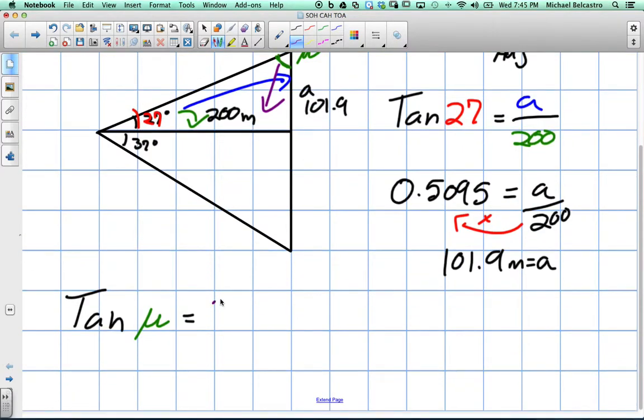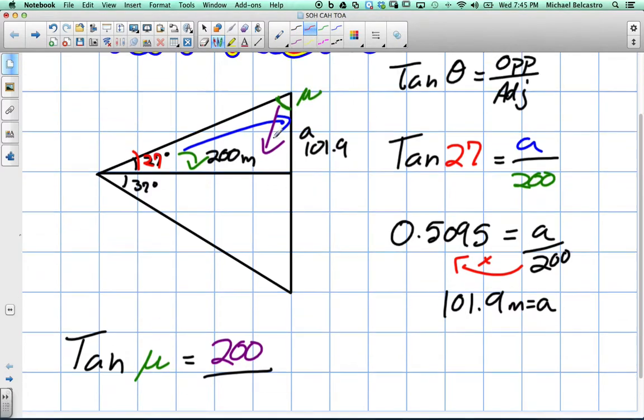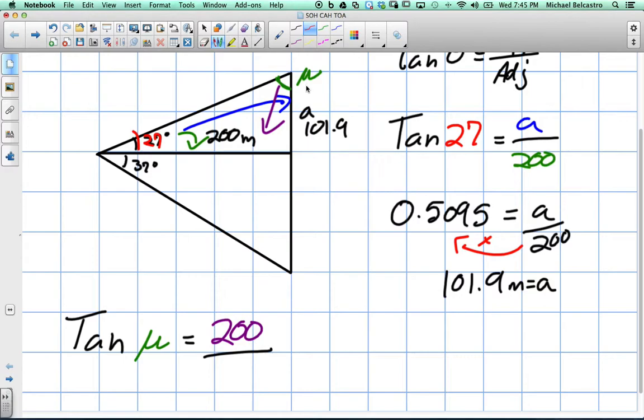So our opposite is 200 divided by our adjacent, which is kind of opposite of the other one. What's adjacent to the mu? A. That's right, side A, which we just discovered is 101.9. I noticed you never said adjacent to this side here, and that's because that's the hypotenuse, and we don't really work with it in tan.